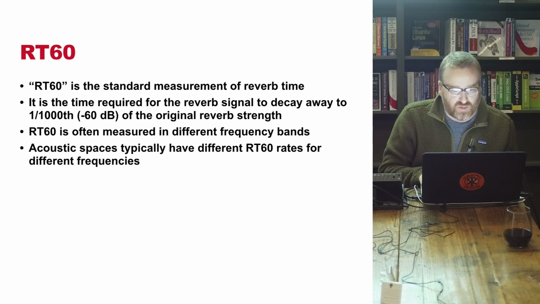Basically, it's the reverb time to decay to -60 dB of the original signal. It's a very convenient measure, and one that they have digital tools for. But they often talk about it just in the mid-range or something like that.